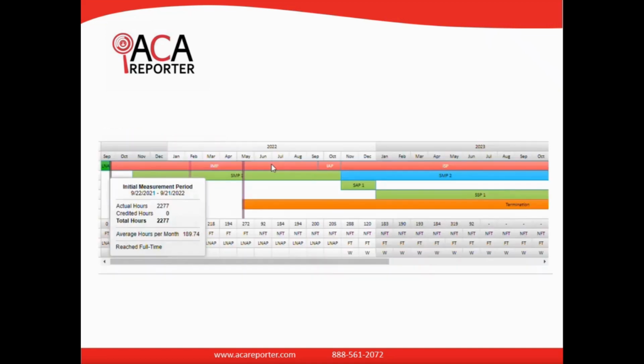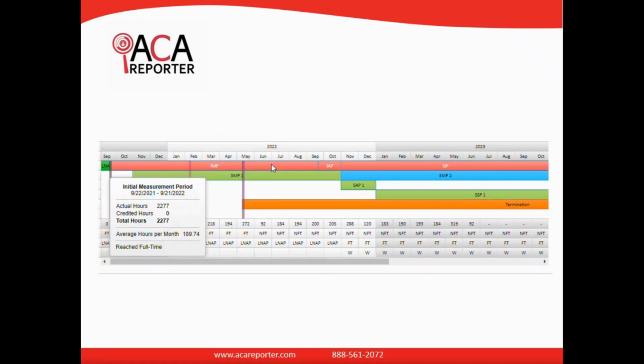Well, when you hover over the initial assessment period, it's going to tell you what their accrued hours were and what their average hours per month were, and then what their ACA status. And in this case, it's showing us that they averaged 189.74 hours and they reached full-time status.